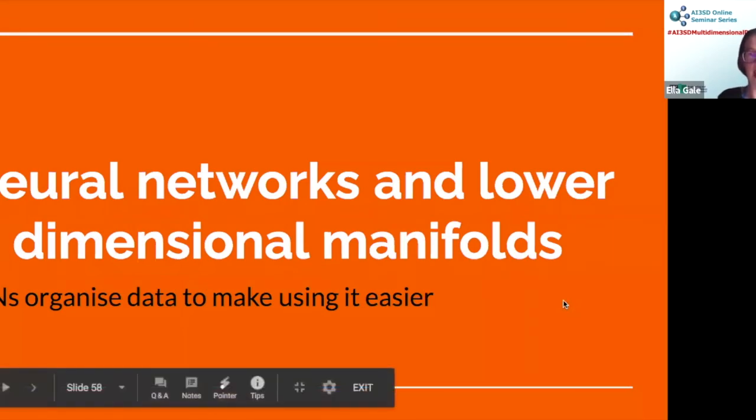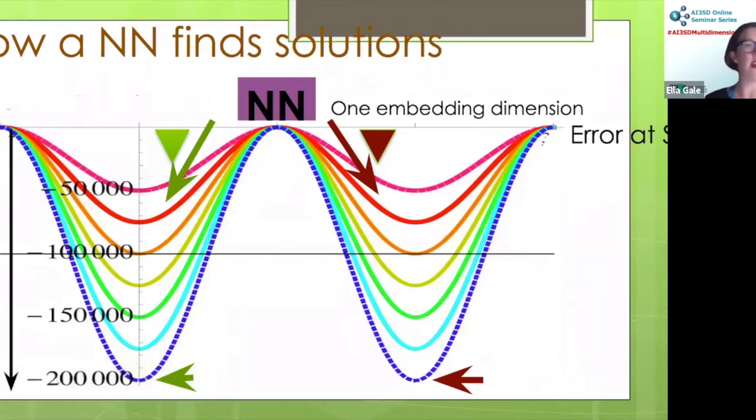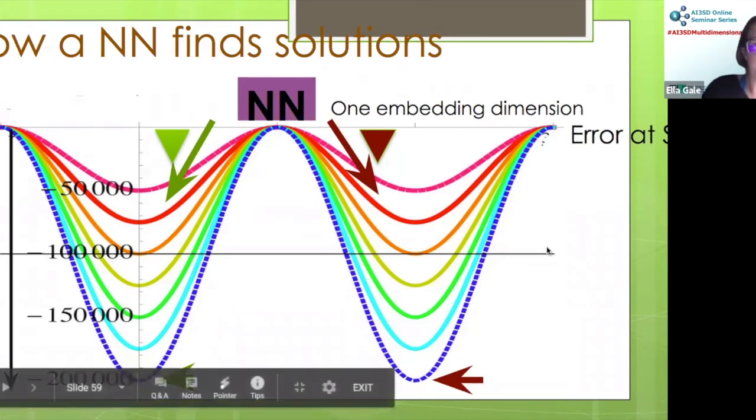Neural networks and lower dimensional manifolds. Similar sort of thing. So a neural network is a supervised learning algorithm. It's based vaguely on how the brain works. You give it data, it learns connections between units, and it hopefully predicts what's going on with your data. Okay, so you tend to use it in classification, like what is this? Yeah. So this is how a neural network's trained.